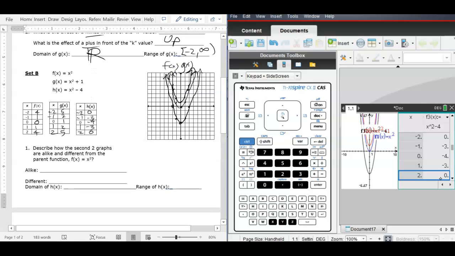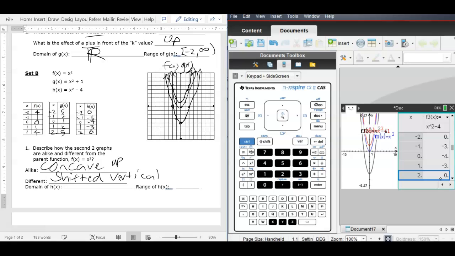All right. They're concave up. That's how they're alike, but they're different. They're shifted vertically. That was h of x down here, right? Now the domain is all real numbers. H of x, what is this y value at the bottom here? -4. So it touches at -4 and it goes up to infinity forever.